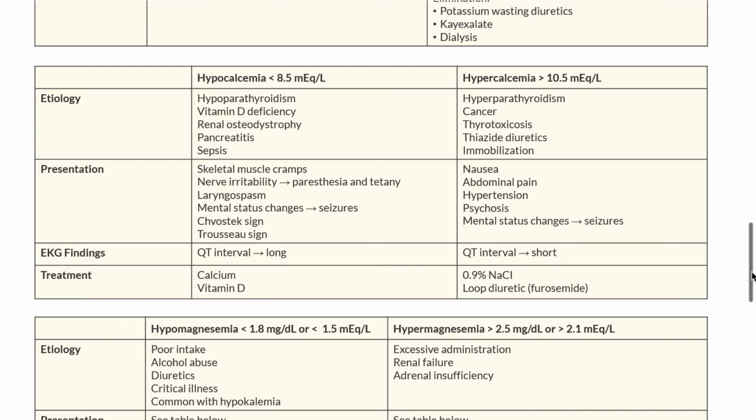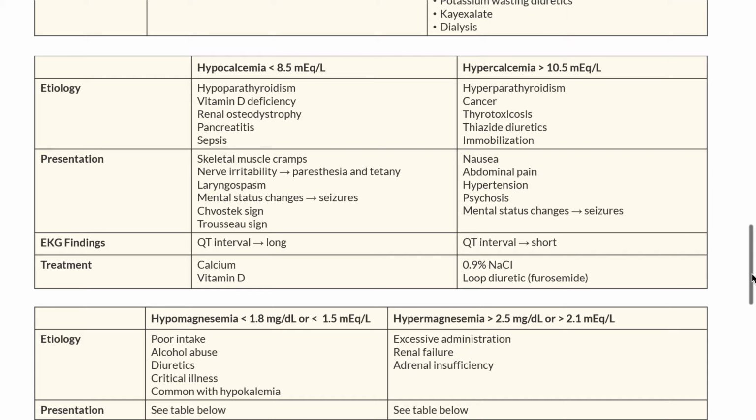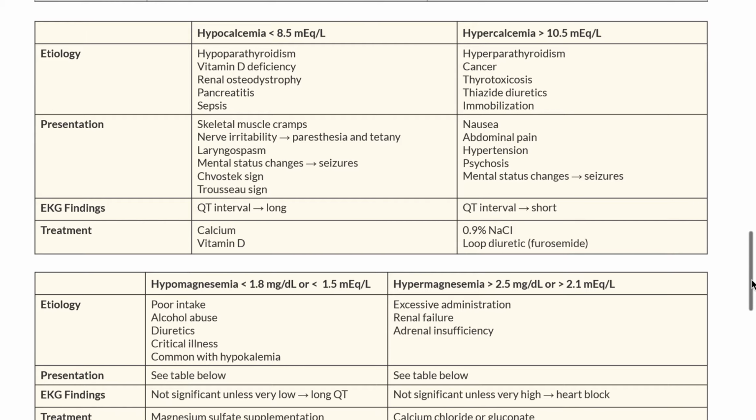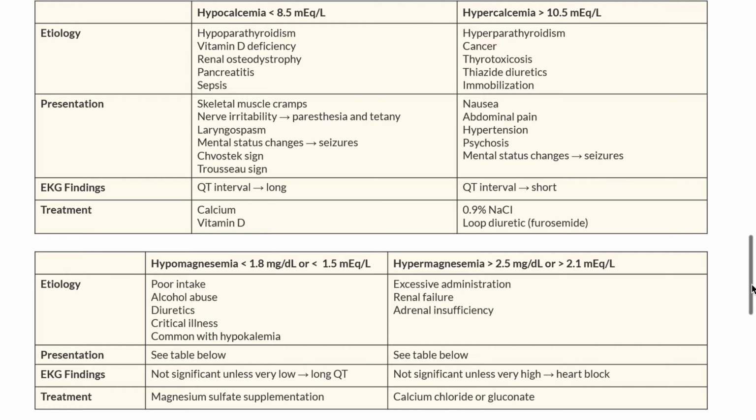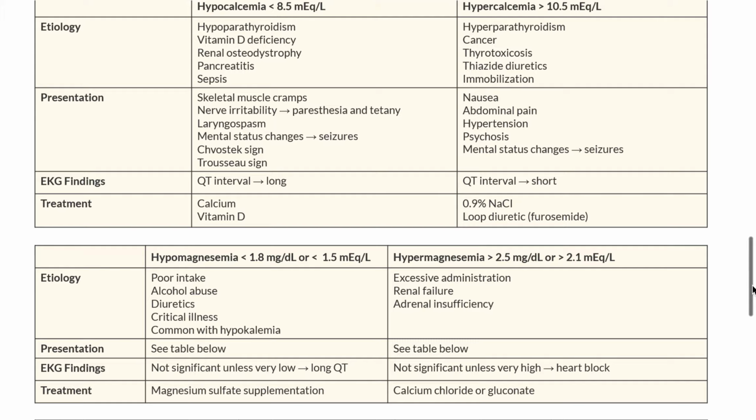Next is a discussion on calcium. So hypocalcemia is defined as a calcium level less than 8.5 milliequivalents per liter. Etiology includes hypoparathyroidism, vitamin D deficiency, renal osteodystrophy, and pancreatitis and sepsis. Presentation of hypocalcemia includes skeletal muscle cramps, nerve irritability, paresthesia and tetany, laryngospasm, mental status changes resulting in seizures, Chvostek's sign, and Trousseau's sign.